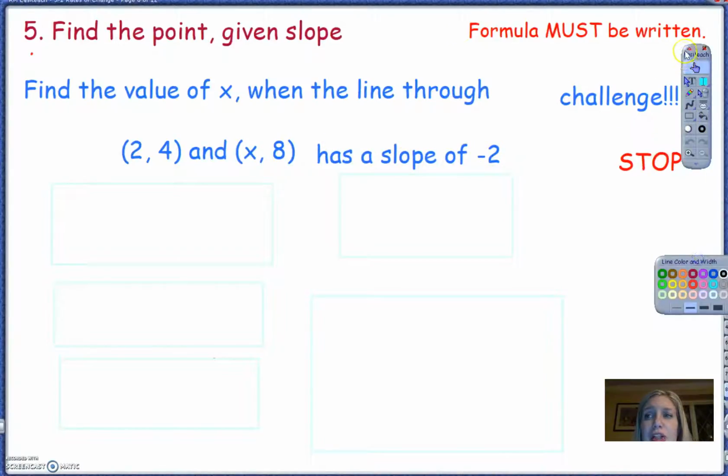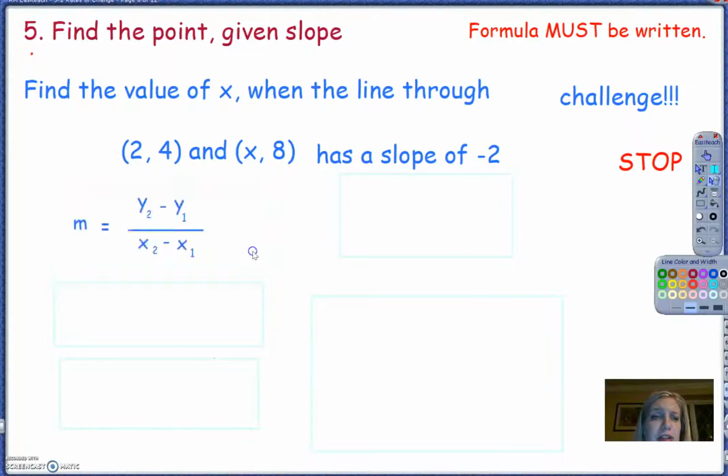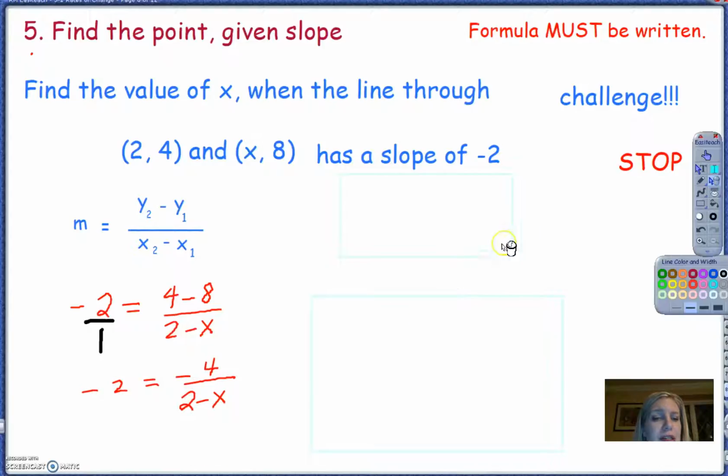This one is hard. So what you're going to do here, first thing you're going to do is write your formula. Then you're going to plug in what you know. We know that our 4 and our 8 are our y's, our 2 and our x are our x's, and we know that it equals negative 2. Now you can write this like this, and then you have proportions, and you could do your cross products. Actually, I'm going to simplify my top right first. 4 minus 8 is negative 4.